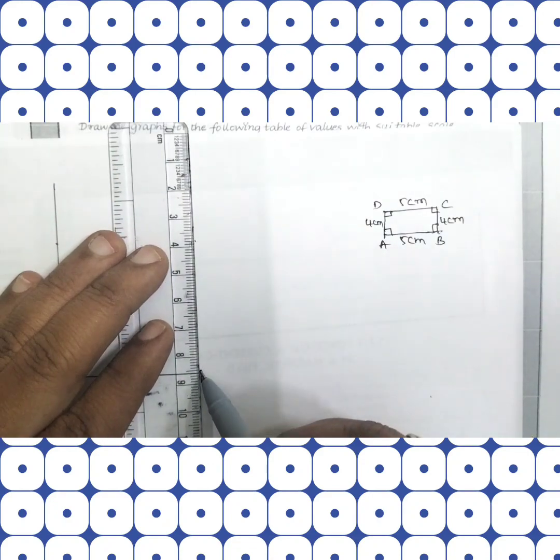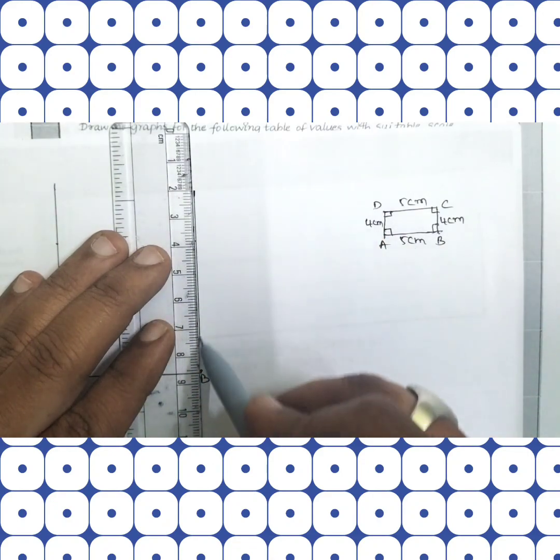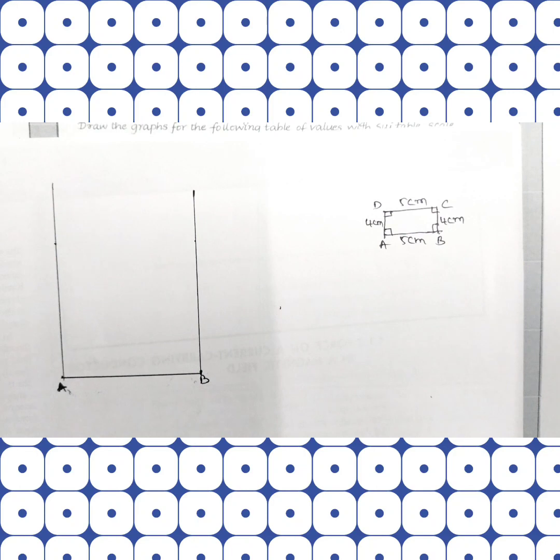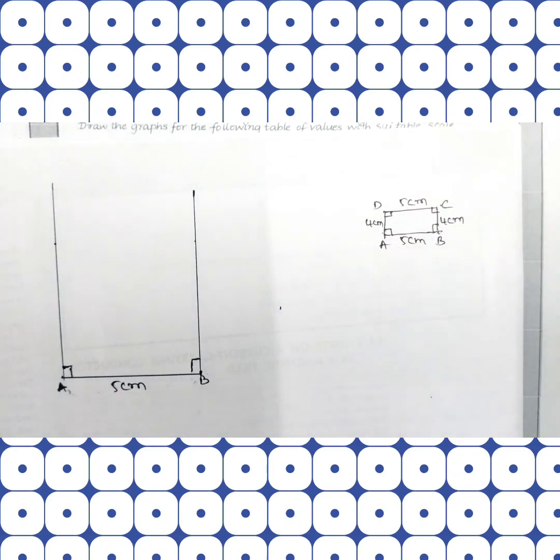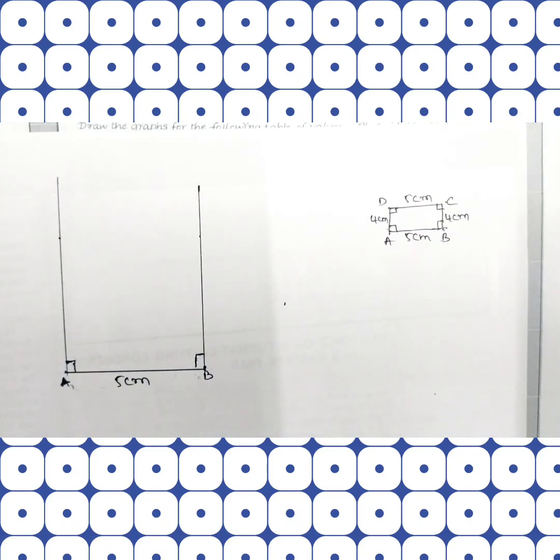Again here also you draw one line, no measurement. So like this you have to draw it. So this measures 90 degree and this AB is equal to 5 centimeter. Now what is the measurement of AD? 4, BC 4. Now you take the compass and you measure 4 centimeter.